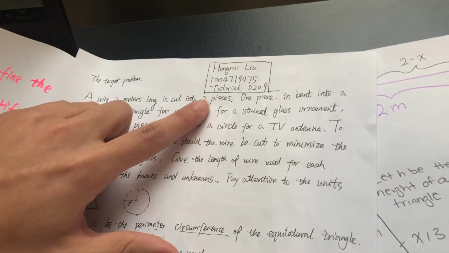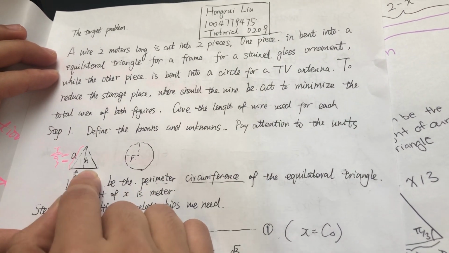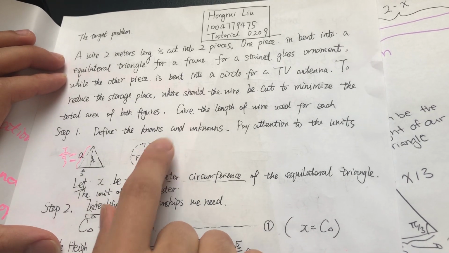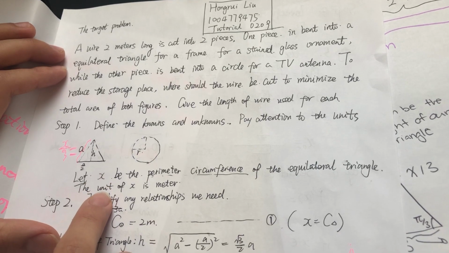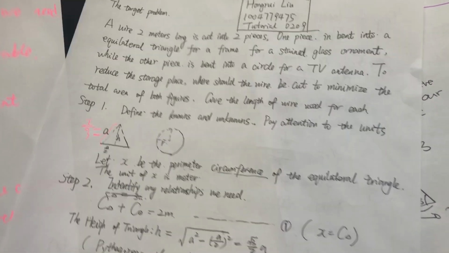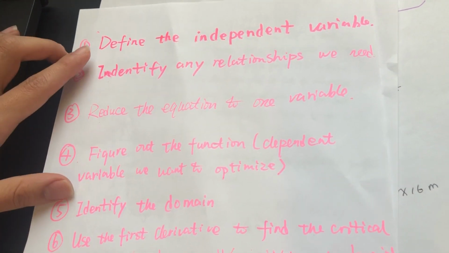Today we're going to focus on a problem we were stuck on in Math 135. The problem is: a wire 2 meters long is cut into two pieces. One piece is bent into an equilateral triangle, and the other is bent into a circle. We want to minimize the total area of both figures. This is an optimization problem from real life, and we'd like to share some general problem-solving strategies to deal with it.